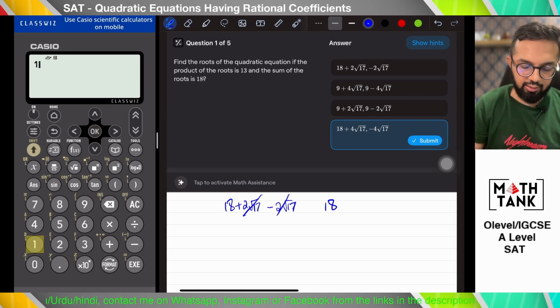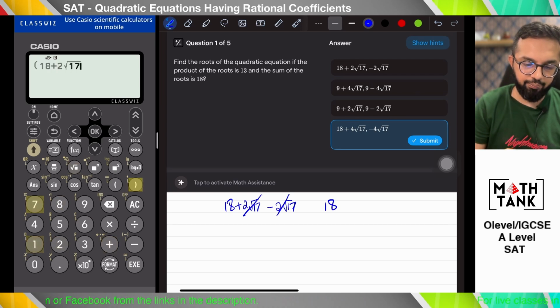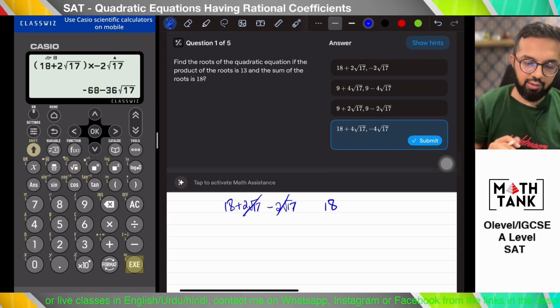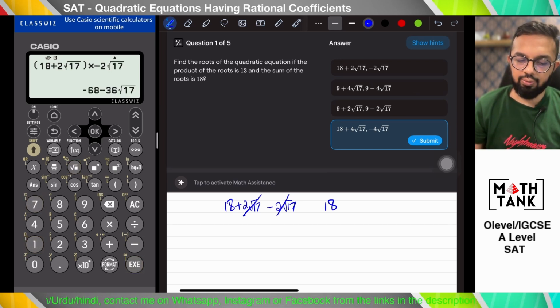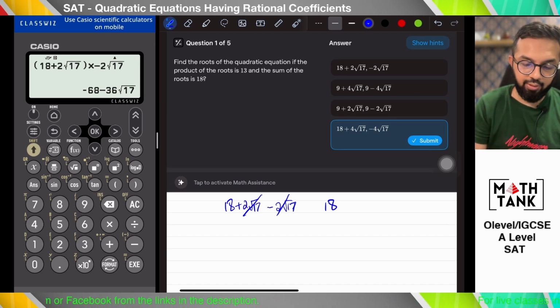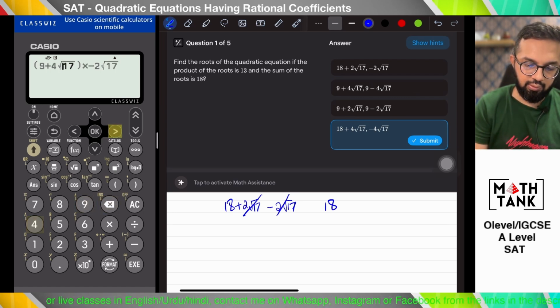How do I rely on the product? I can just say 18, let's put them in brackets, 18 plus 2 root 17 multiplied by 18 minus 2 root 17. Let's see if we get the correct answer. Now we're getting a very complicated answer, which is 6 minus 68. I wanted the product to be 13. I just have to change the numbers here. For the next one, that's 9, and that's 4, and that's minus 4, right?